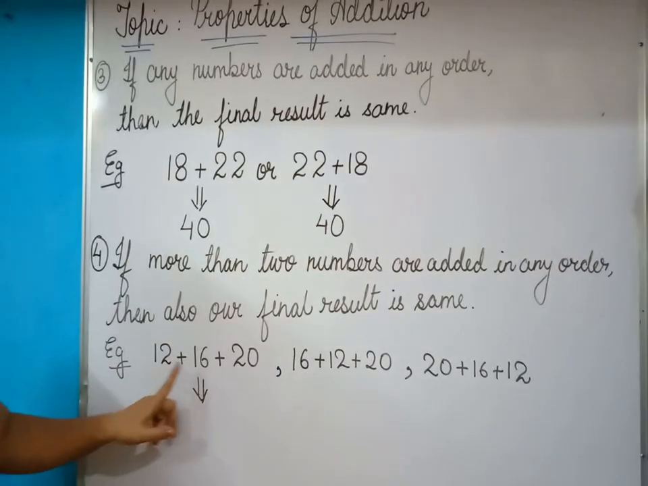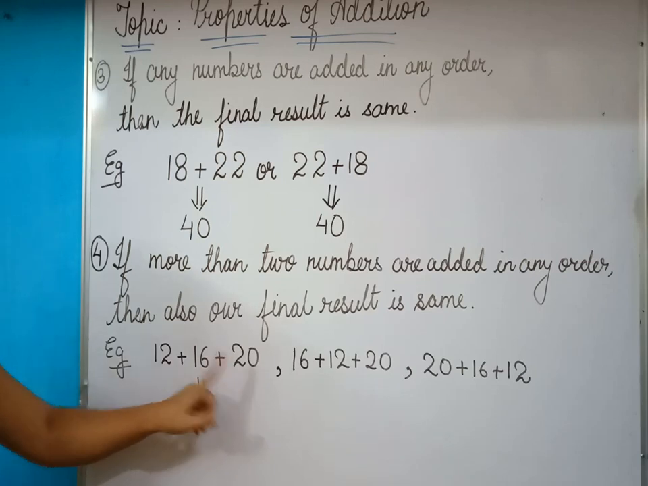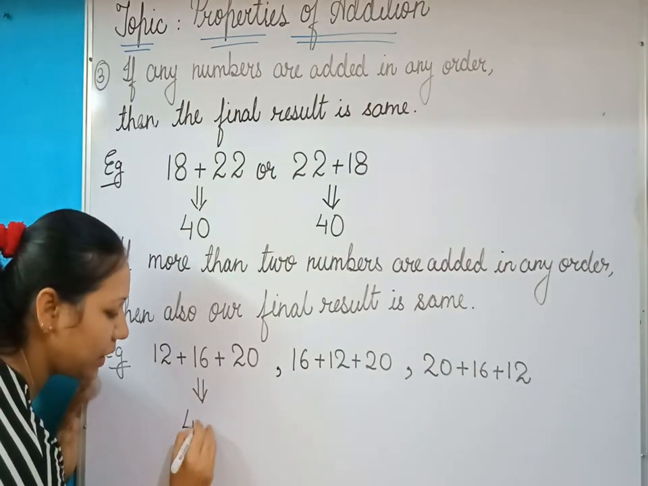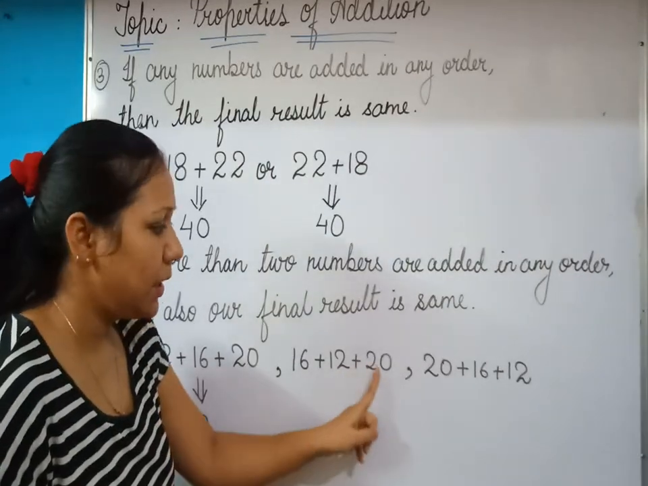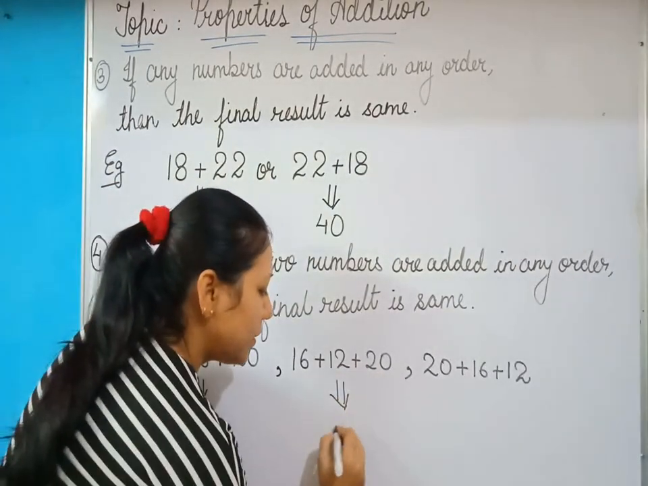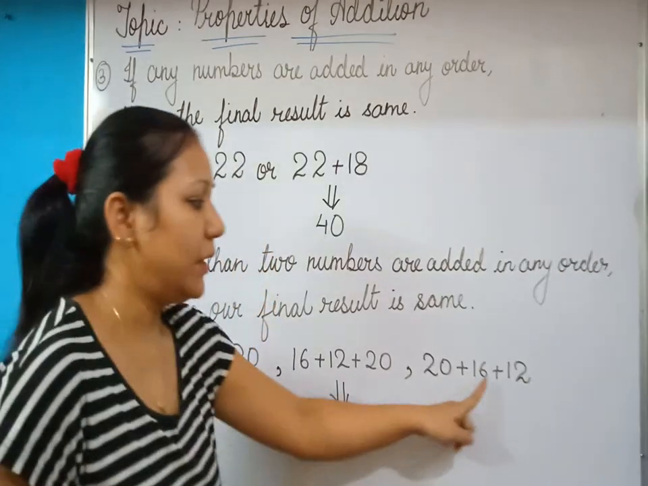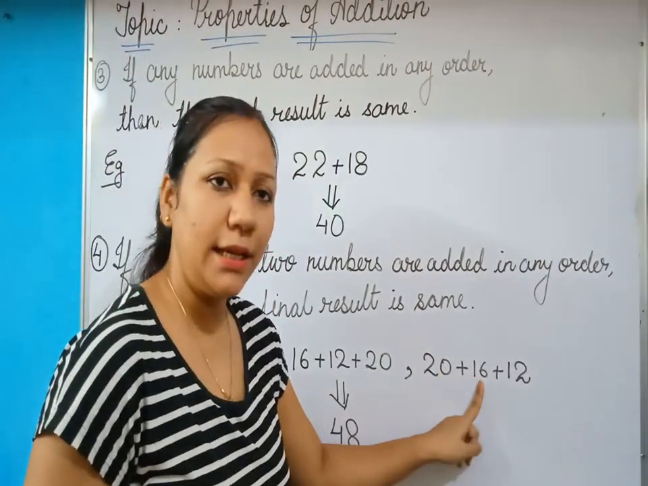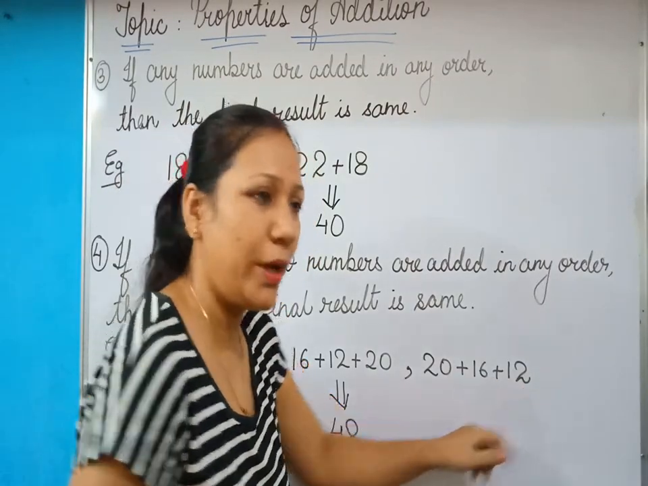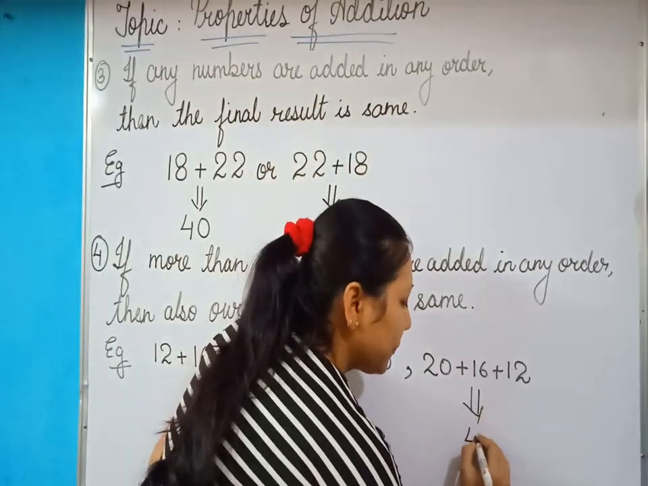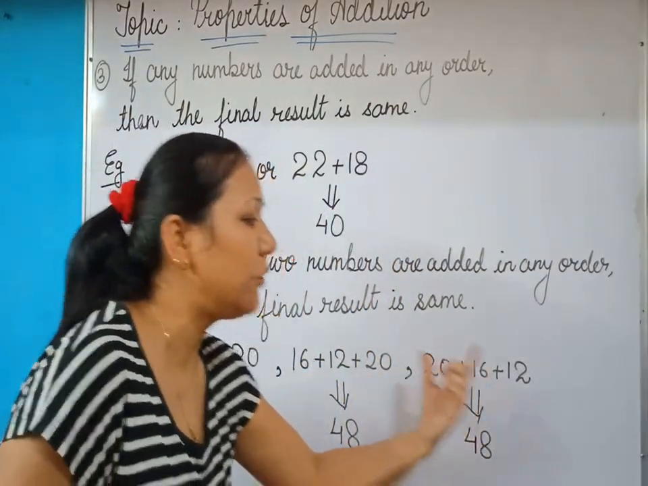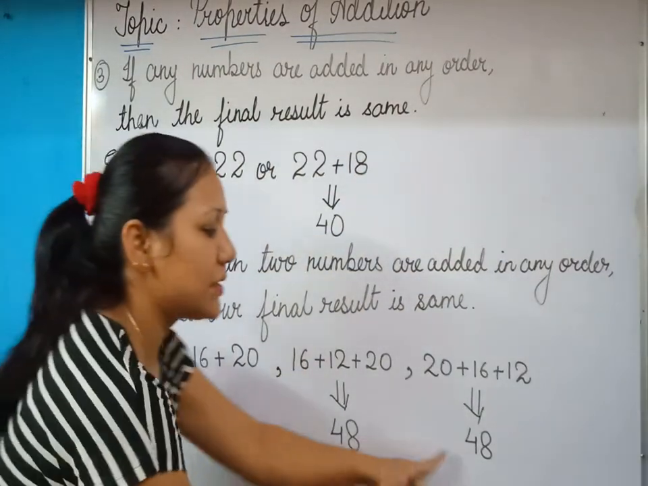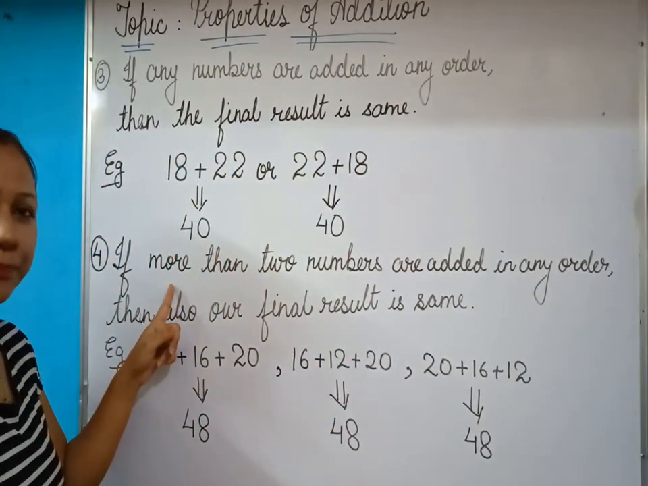Let us see. 12 plus 16 gives you 28 plus 20 gives you 48. Here 16 plus 12, again 28 plus 20, the final result is 48. In the third case, 20 plus 16, 36. 36 plus 12 is again 48. So you can clearly see that even if I have changed the order of the numbers, still our final result is same, and that's our property.